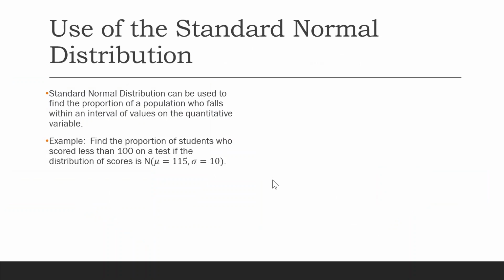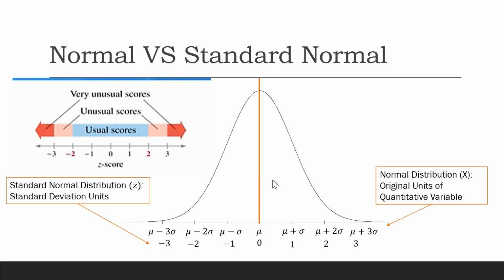Now, we're going to want to use our standard normal distribution for more than just finding out whether an observation is usual or unusual. It can be used to find the proportion of a population who falls within an interval of values on that quantitative variable. I know that I said that we can use the empirical rule to find areas under the curve, but our empirical rule has limits. It is only restricted to being 1, 2, or 3 standard deviations from our mean.